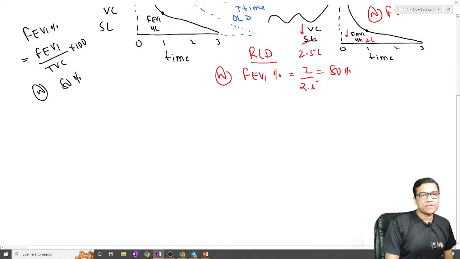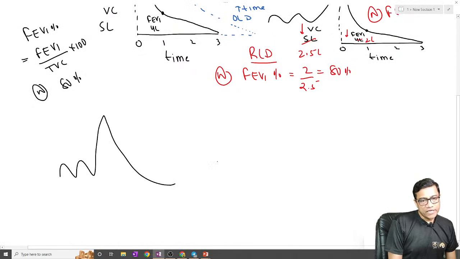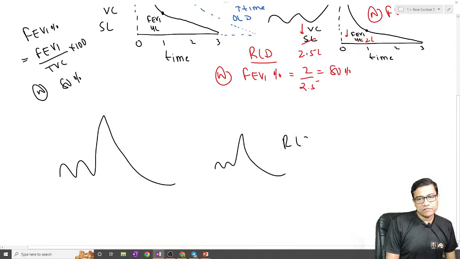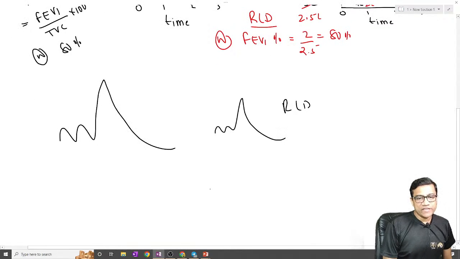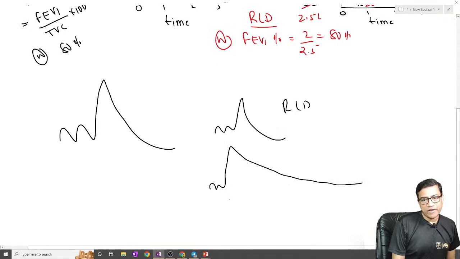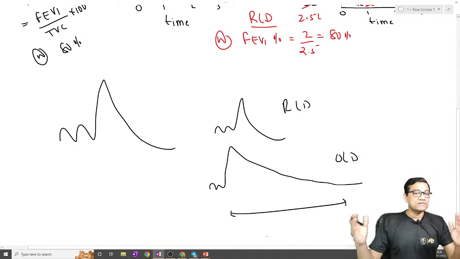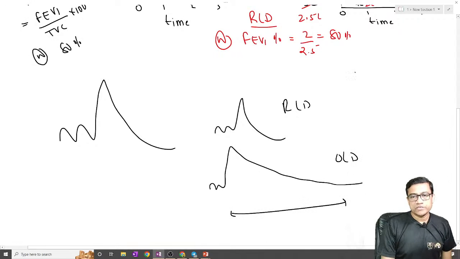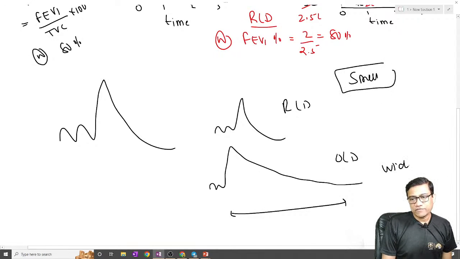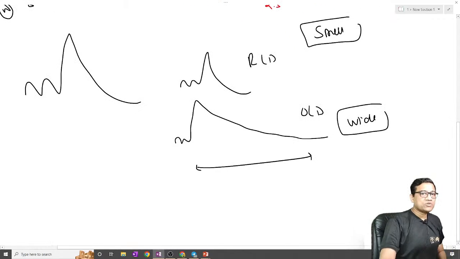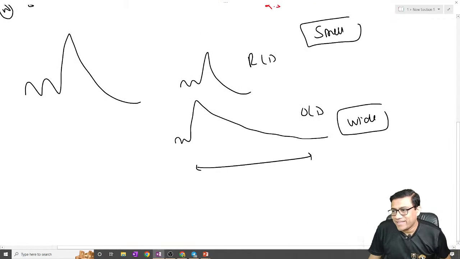So the summary is very simple. If they give a graph, look at the graph. If this is normal, then this is the RLD graph. If they give a graph which is very wide, then this is the OLD graph. Very simple. If the graph is small, it is RLD; if it is wide, it is OLD. That is the diagnostic criteria for OLD and RLD. Okay.